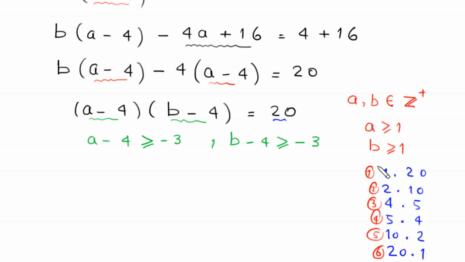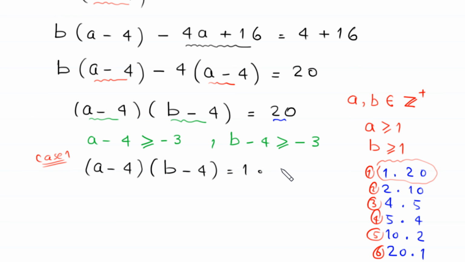First we solve this case 1 times 20. In case number 1 we write these factors: (a - 4)(b - 4) = 1 times 20. So this a - 4 will be equal to 1.